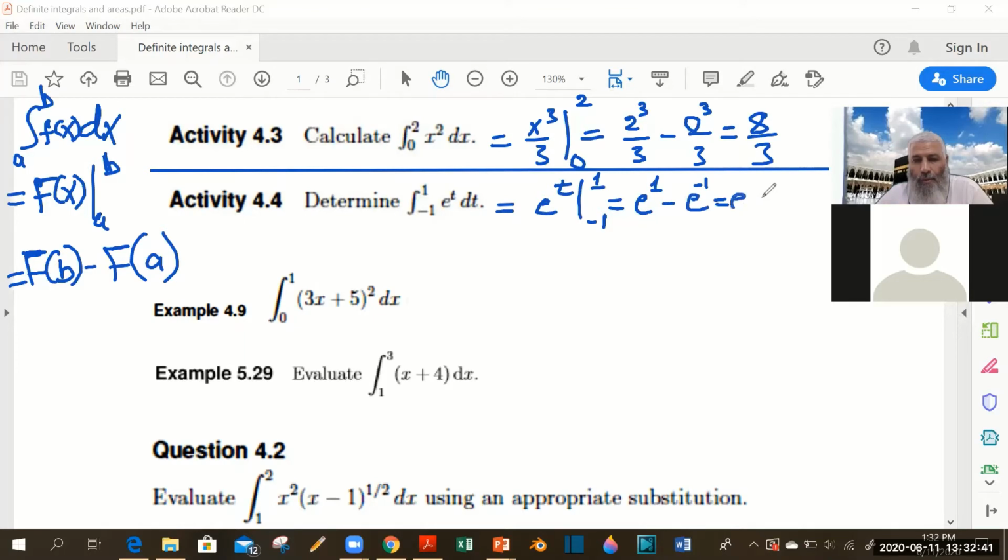So e power 1 is e, minus e power -1 is 1 over e. Yes, right. You can leave it like this, or you can find this value. I think there is no need, because I'm pretty sure we won't do it on the exam. Our teacher is against a calculator. So this is about 2.535. Okay.